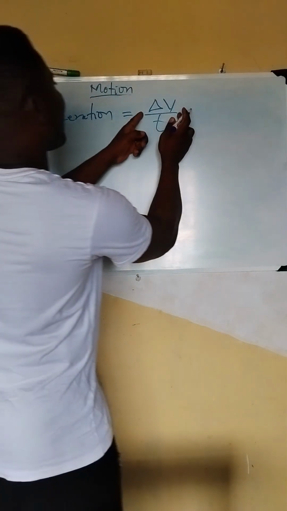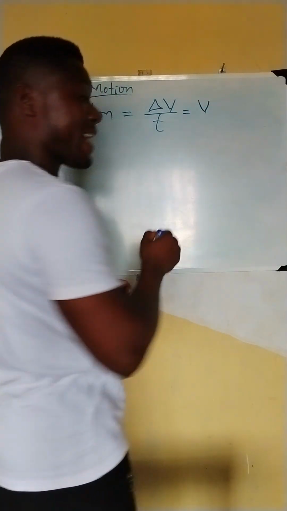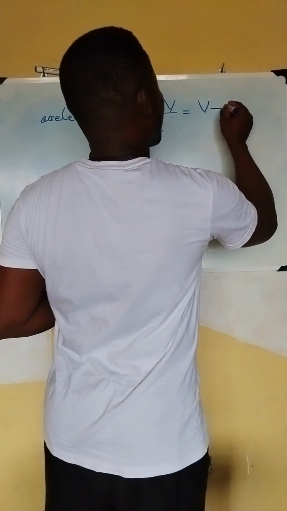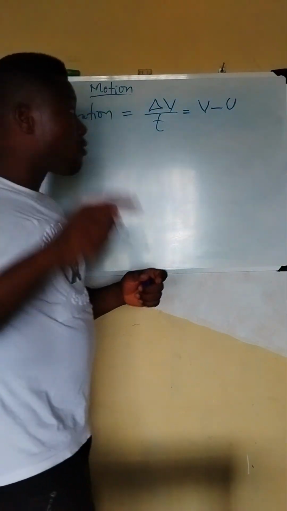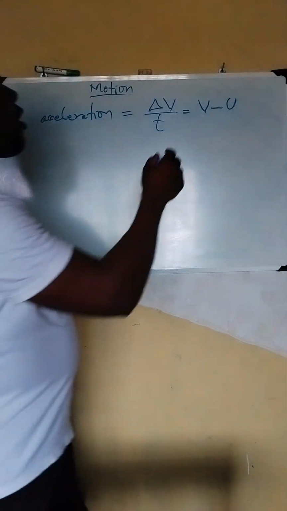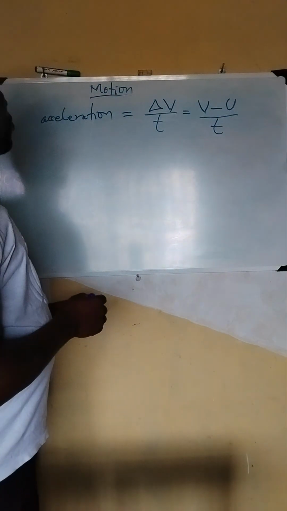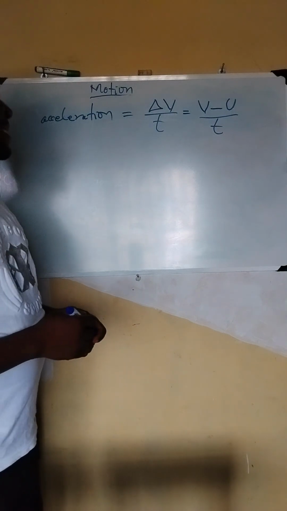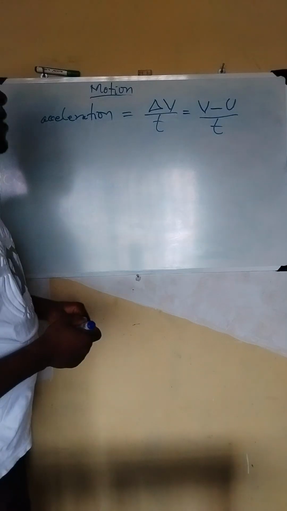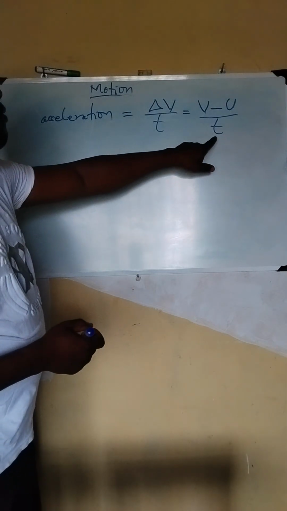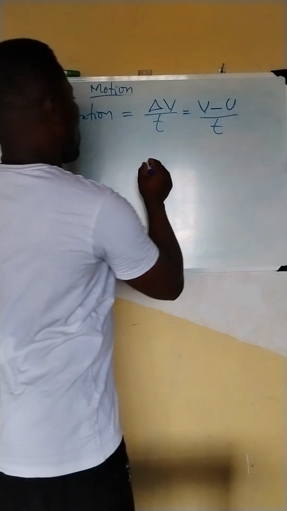That means change in velocity here simply is equal to, we have v here for final velocity minus the initial velocity, which is the velocity that that object was moving with before, all over time. That is what? That is acceleration. So here, if you look at here, we have change in velocity all over what? All over time. And you know that velocity is measured in what?